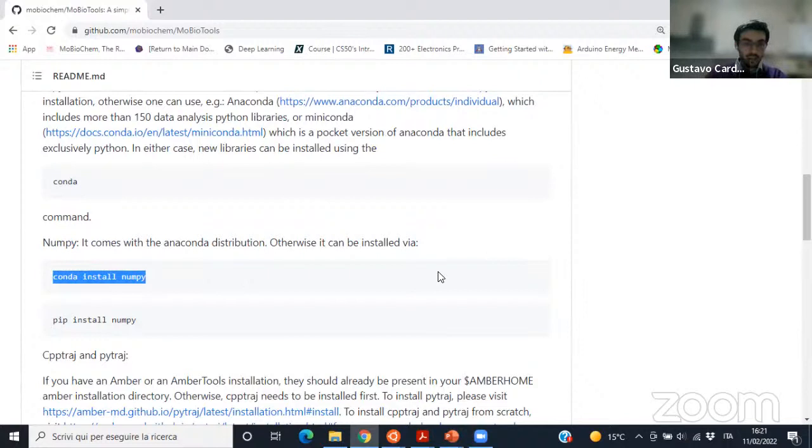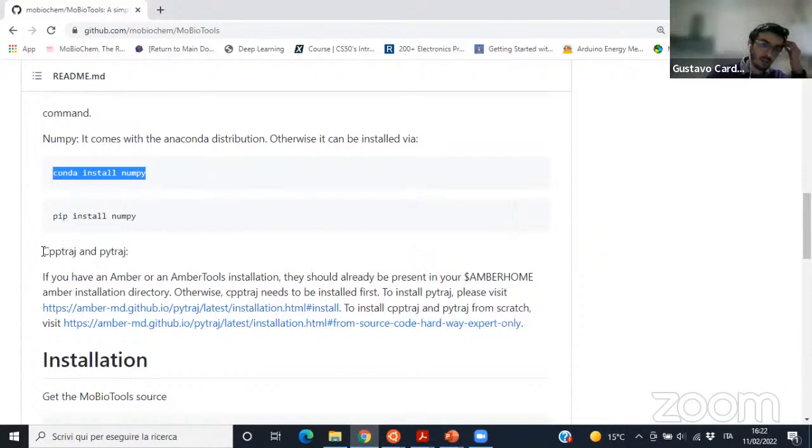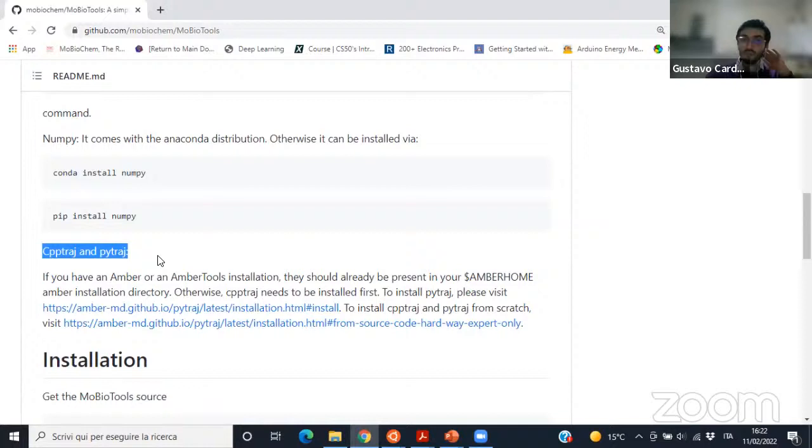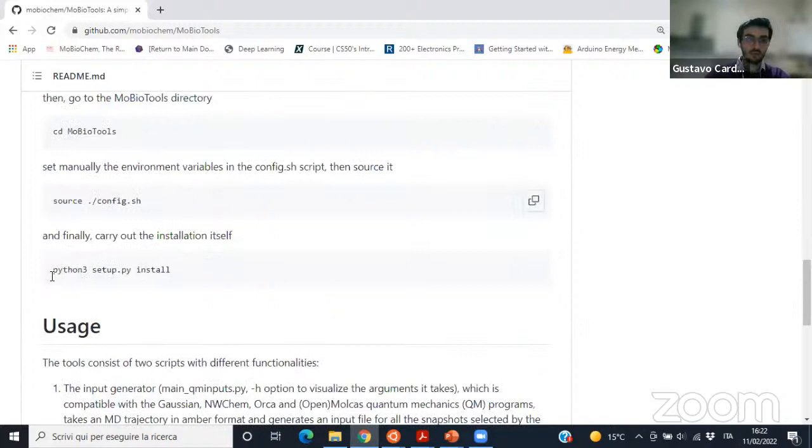In regard to the rest of the packages that are required, there are CPPTRAJ and PYTRAJ. The good news is that once you have installed AmberTools, these two come along with AmberTools. So in practice, you will not have to do any of the things that are written here. If you have Amber and Anaconda or Miniconda with NumPy, all you have to do is download the package, source it, and then install it. All the instructions are on the main page of the GitHub webpage. Of course, if you have further questions, you can also write us via email or, as Juanjo said, contact us somehow. Okay, now let's go to the talk itself.